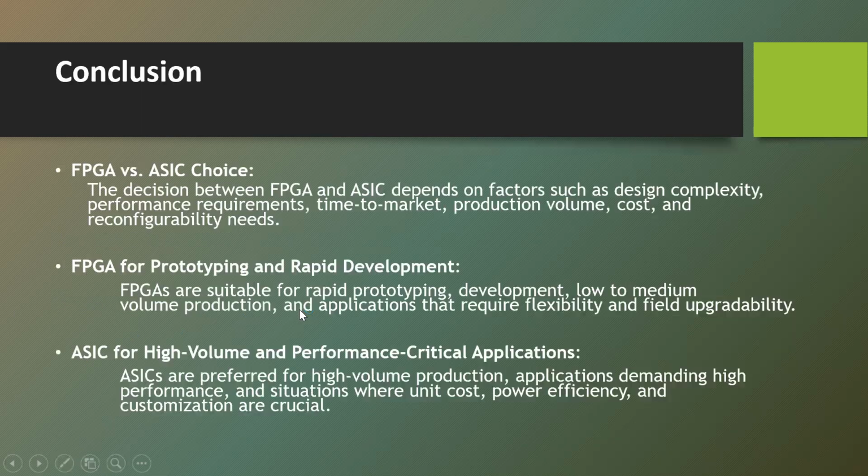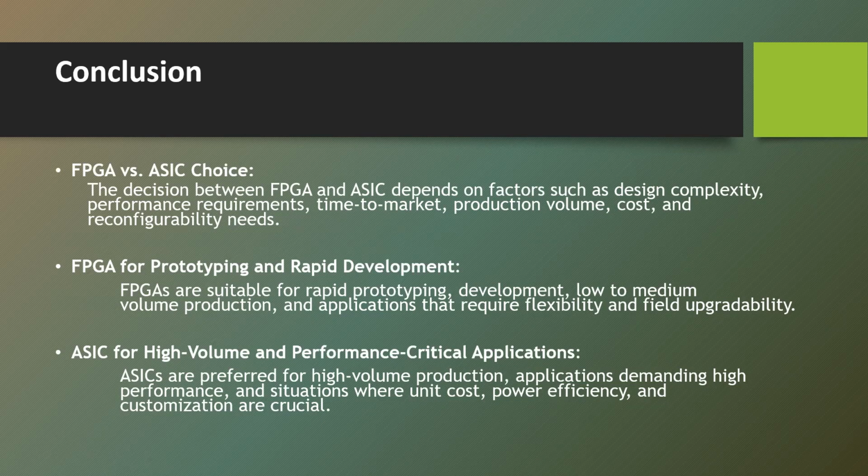So when to use FPGA and when to use an ASIC? The decision between FPGA and ASIC depends on factors such as design complexity, performance requirements, time to market, production volume, cost, and reconfigurability needs. FPGA for prototyping and rapid development. FPGAs are suitable for rapid prototyping, development, low to medium volume production, and applications that require flexibility and field upgradability.